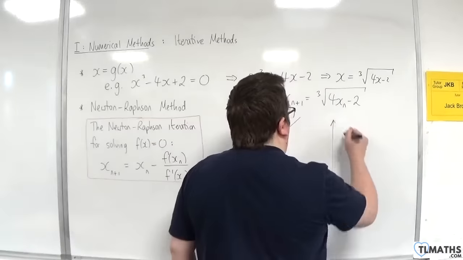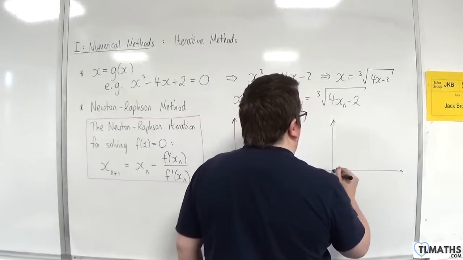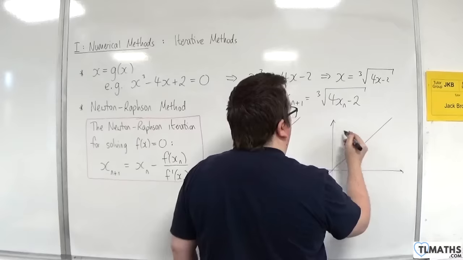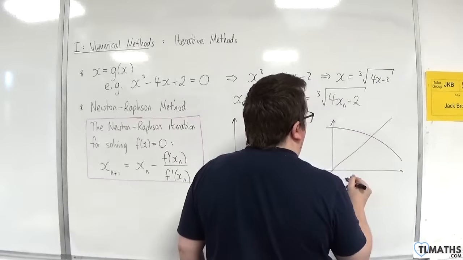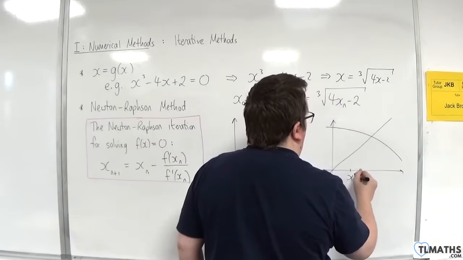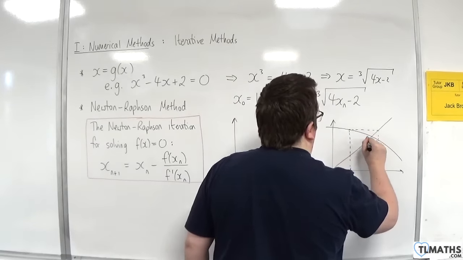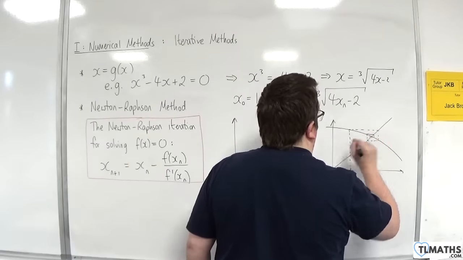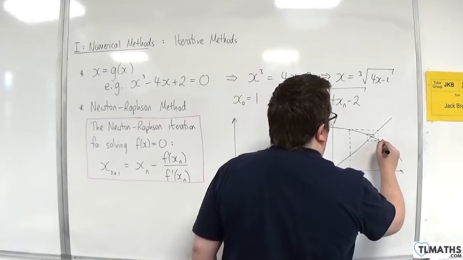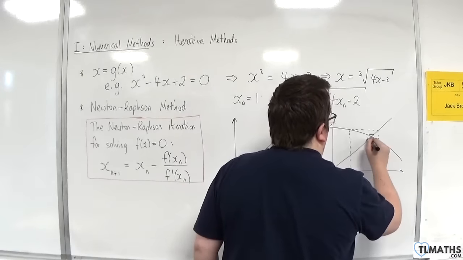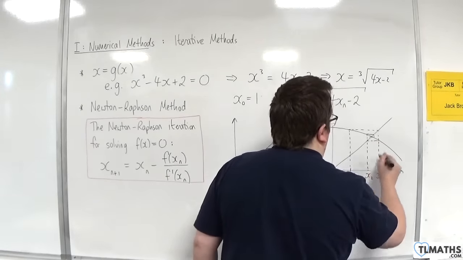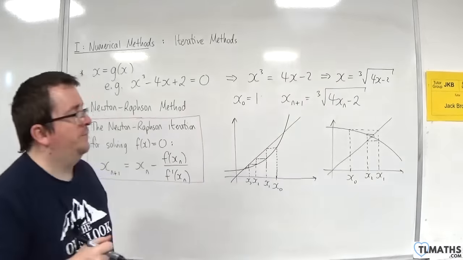So that would be a staircase diagram. Alternatively, you might see a cobweb diagram. So here's the y equals x line, and here is the curve. So here is your starting position, let's say. So you go up to the curve, line, curve, line, and it homes in on the root. So this is your x1, there is your x2, there's your x3, etc.